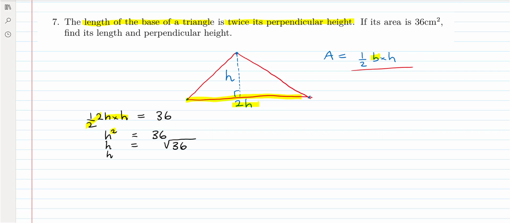We're left then with h is equal to the square root of 36, and the square root of 36 is 6. So we've found the perpendicular height: the height is going to be 6 centimeters. That means the base was twice the height, so the base is going to be 6 times 2, which is 12 centimeters. So that is question 7.